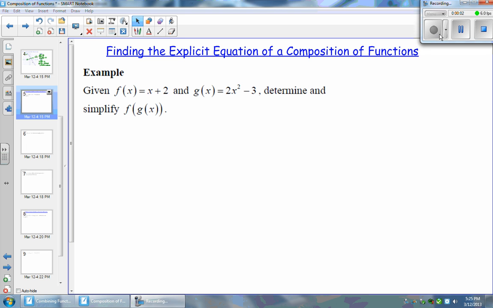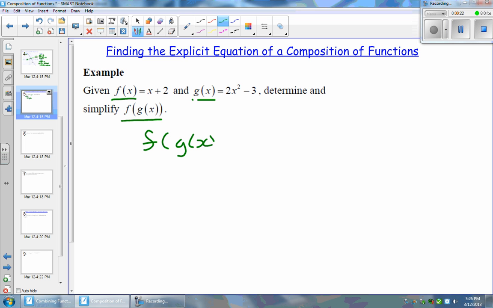In this lesson, I'm going to teach you how to find the explicit equation of a composition of functions. So if we're taking a look at the first example here, I'm given two functions, f of x and g of x. And I'm going to find and simplify the composition of f of g of x. Okay, so let's start out with that expression here.